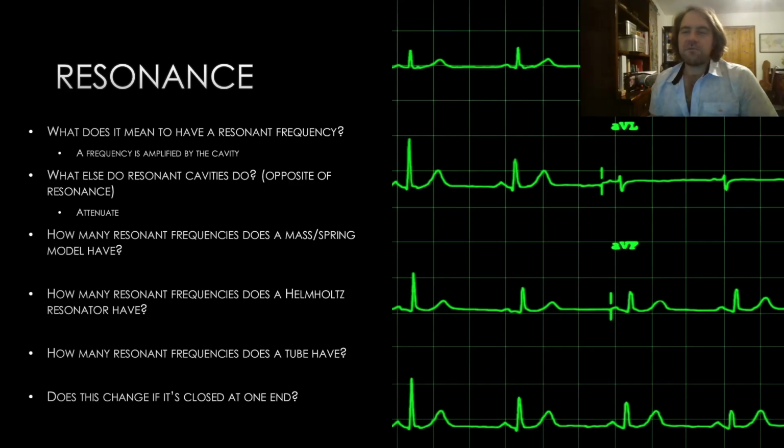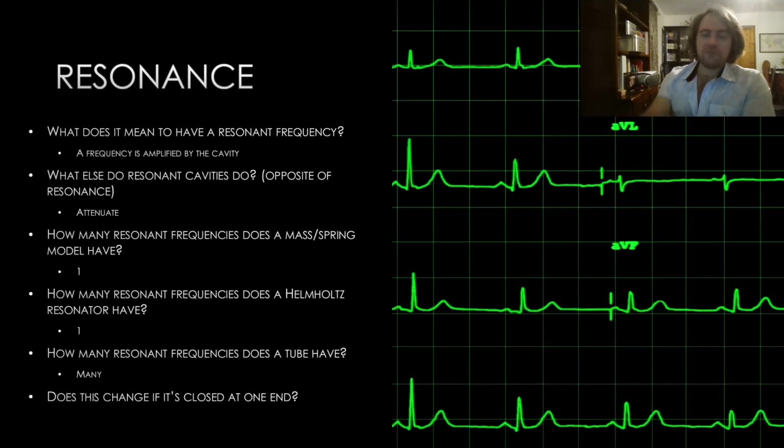Okay, how many resonant frequencies does a mass spring model have? Just one. How many resonant frequencies does a Helmholtz resonator have? Just one. How many resonant frequencies does a tube have? A lot of them. Like an infinite number. We could calculate the 3,000th resonant frequency if we wanted to. That's a crazy thing, but we could. I don't know why you would want to do the 3,000th, but you could.